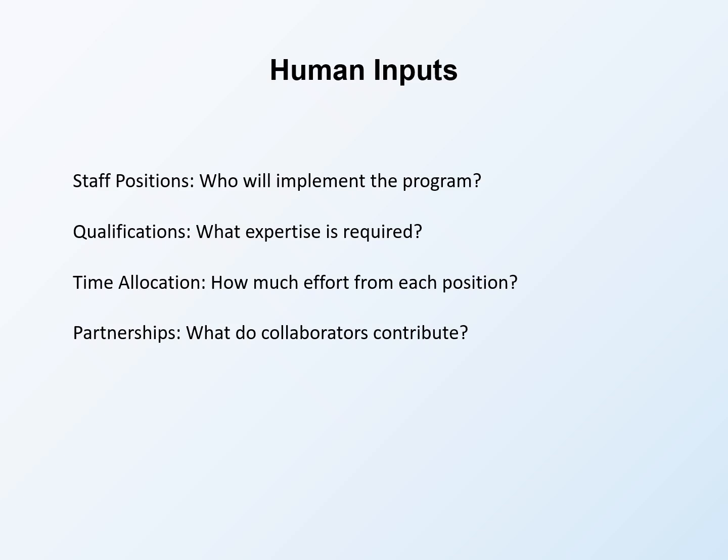Time allocation indicates how much effort from each position will be dedicated to this program specifically. Express this in full-time equivalents or percentage of time committed. A project director at 50% time contributes very different inputs than one at 100%, affecting what they can accomplish.